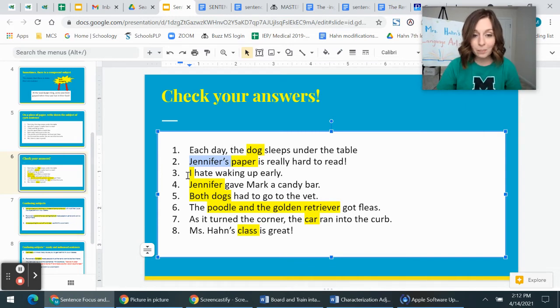Number three, I hate waking up early. The action is hate. Who's doing that action? I hate waking up early. It's true, I do. So I becomes the subject.